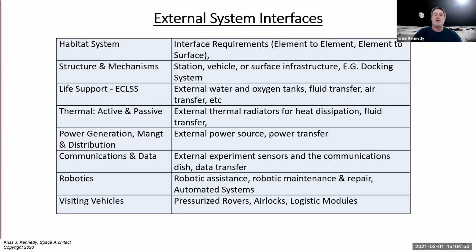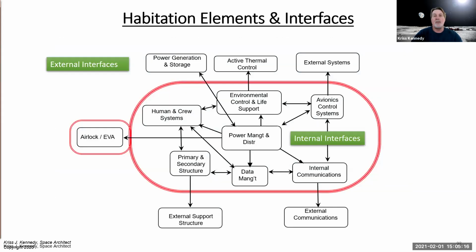Life support, ECLSS, you could have external water and oxygen tanks, fluid, so you'll have fluid transfer and air transfer pass-throughs through the habitat, either through a bulkhead or a port. So each one of these external subsystems, there's going to be an interface through the habitat. And so you need to consider and take that into account, those interfaces, and make sure that is accounted for. This shows a rough diagram of those interfaces, both internal and external interfaces for a habitat.